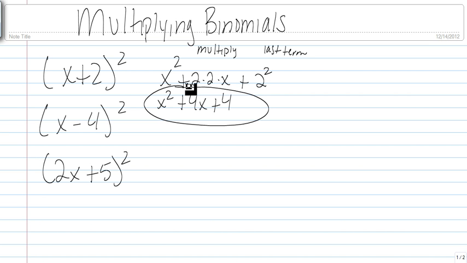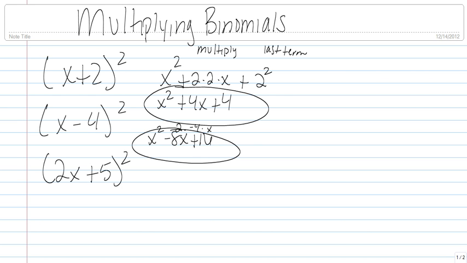Let's try it again. What if you have a negative sign? It works the exact same way, so let's do that one. You take the first term and you square it. So I have x squared. Then you multiply everything together: the 2 times the negative 4 times the x. So 2 times negative 4 is negative 8, and negative 8 times x is negative 8x. And then you take the last term of negative 4, and you square that. So negative 4 squared is a positive 16. So your answer for that would be x squared minus 8x plus 16.